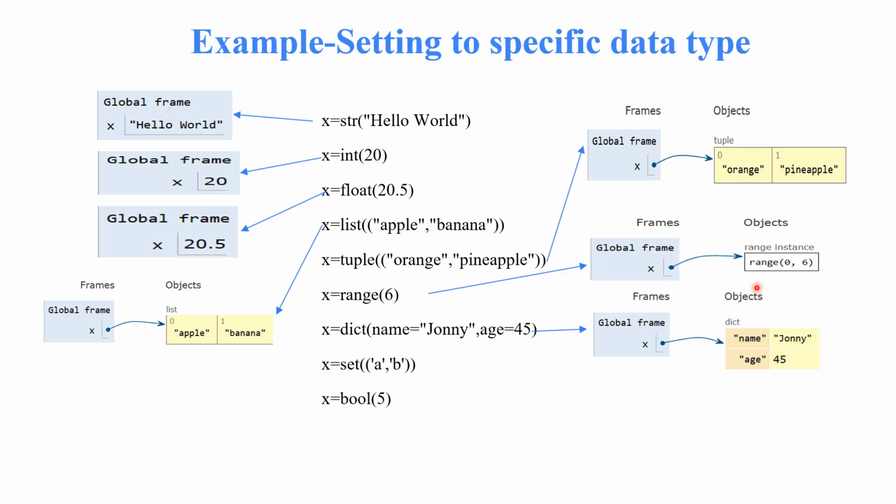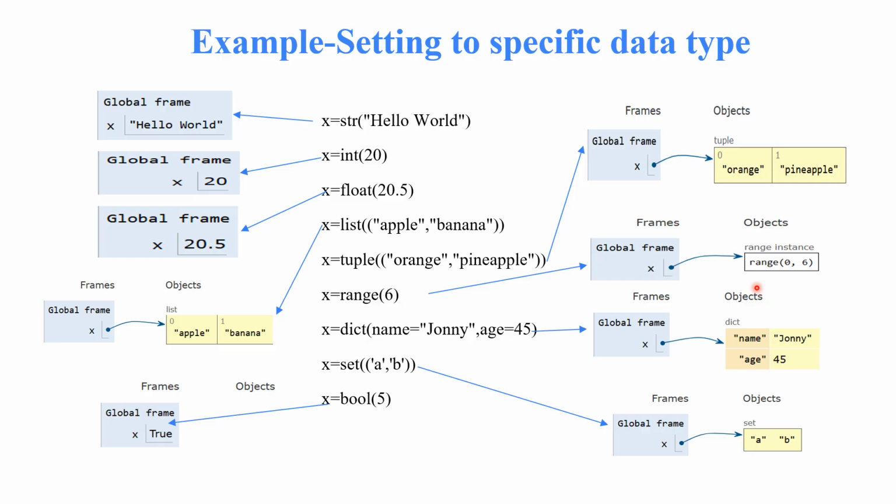We'll see in detail about all this dictionary and all this sequence type when we move on further. Next is the set data type. Already we discussed that set does not allow duplicates. So x is equal to a comma b. Now, this is a simple representation just for the understanding of how to set it to a specific data type.